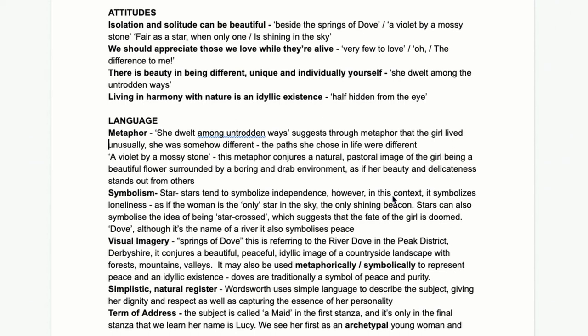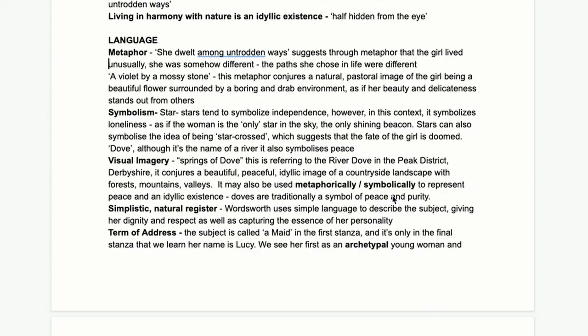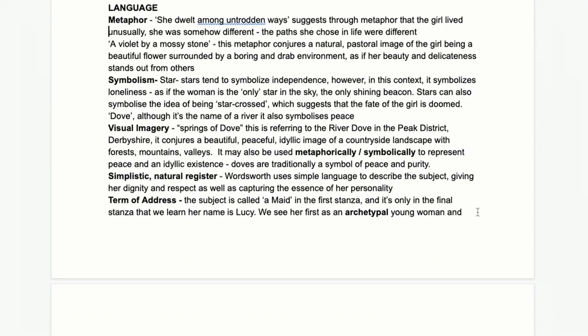We have symbolism, which is quite important. In a lot of poetry and literature, things represent more than themselves. They can represent a symbol. So the reference to the lone star in the sky symbolizes independence, but it could also symbolize loneliness. Like she's the only beautiful, bright, shining thing in this dark world.